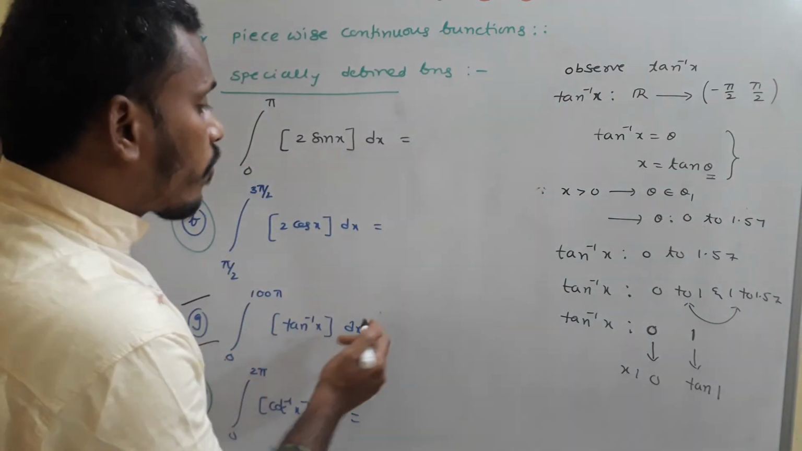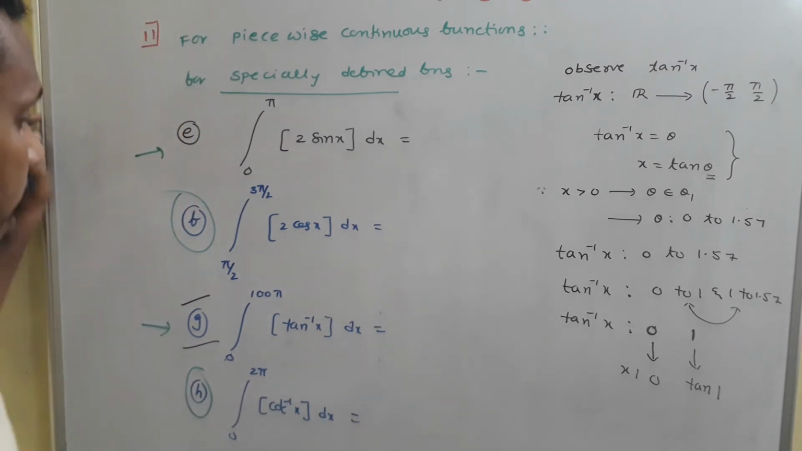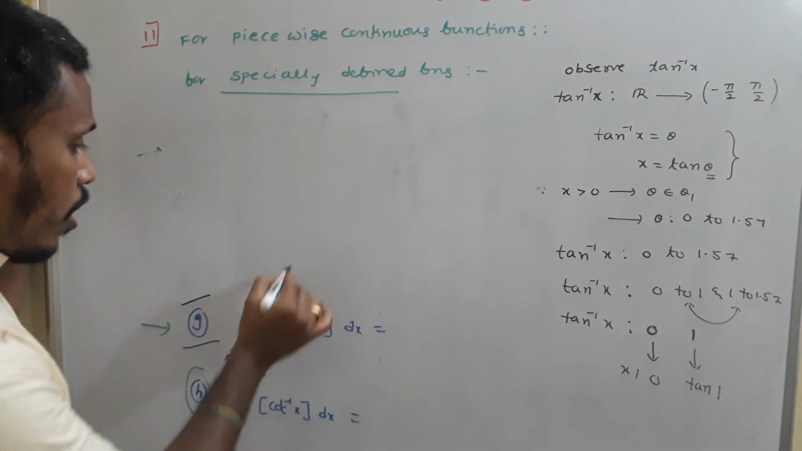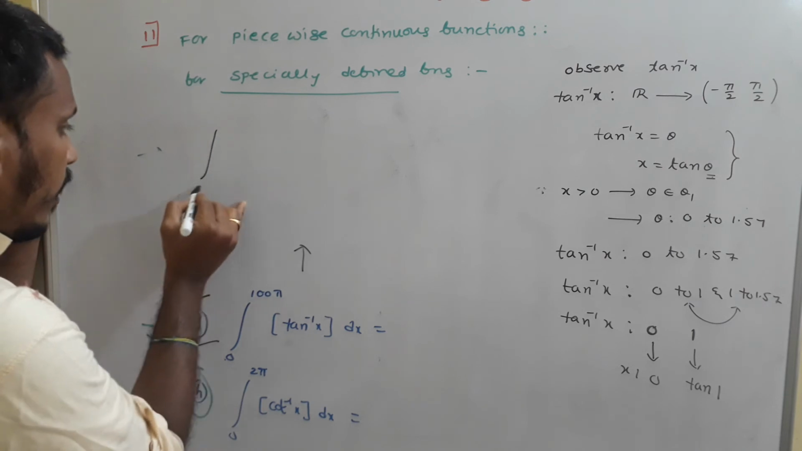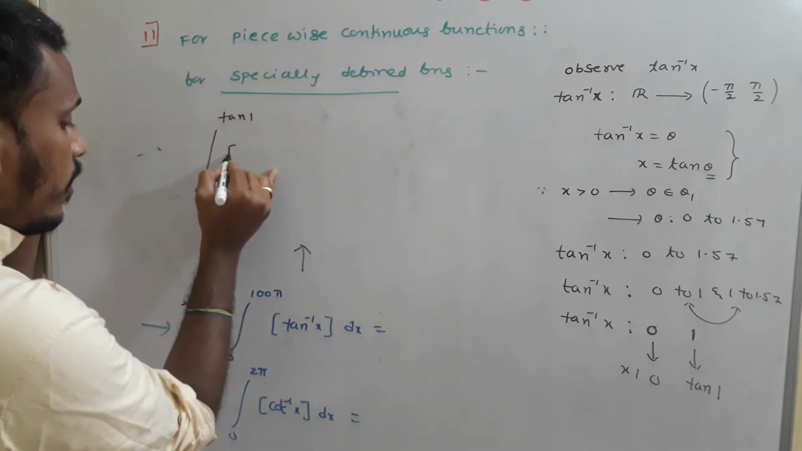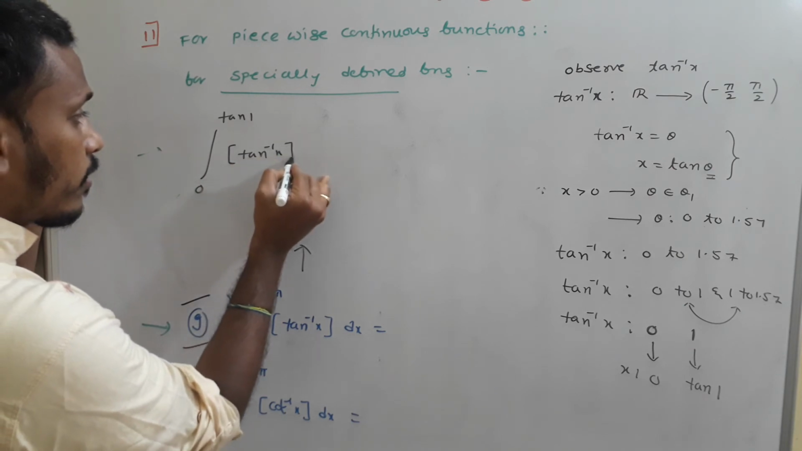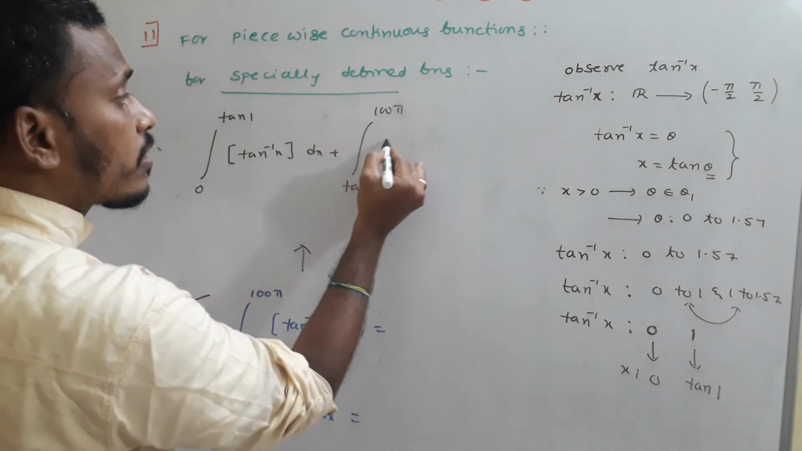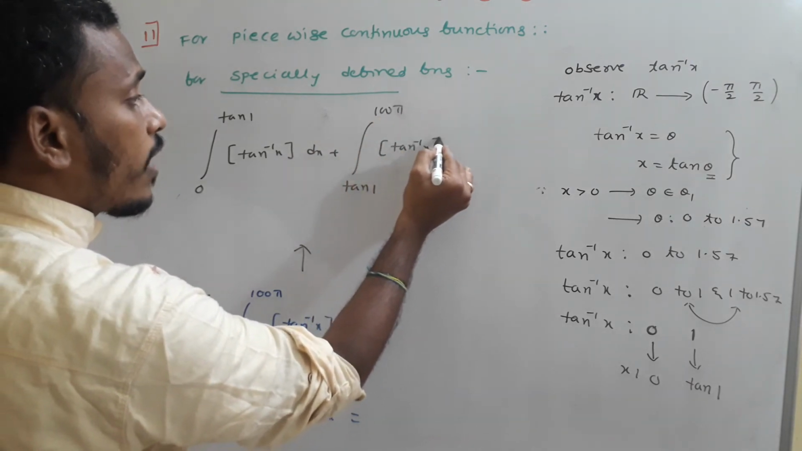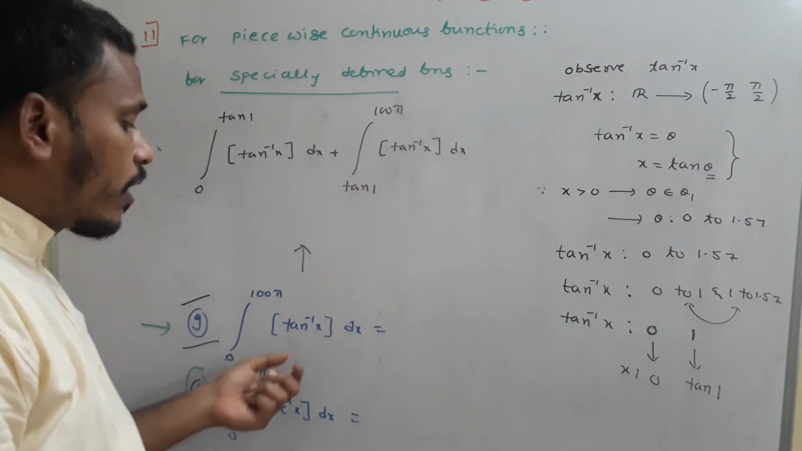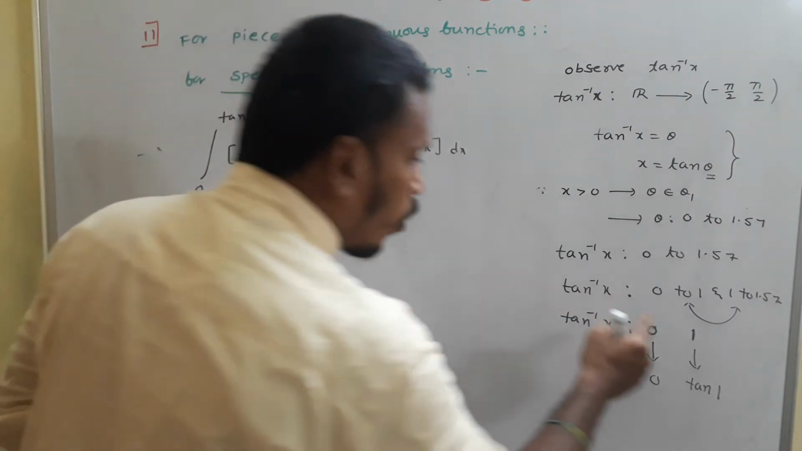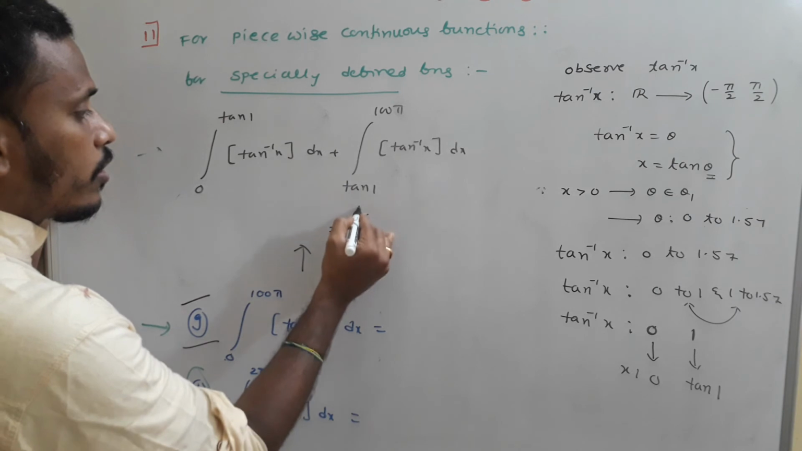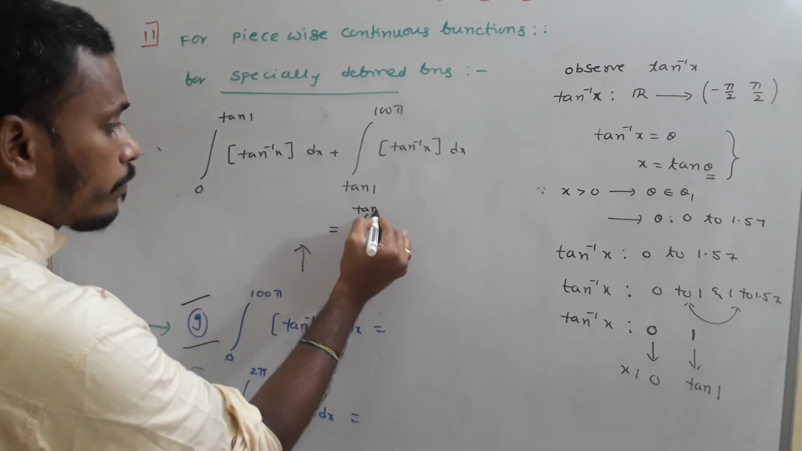Now, thinking about how to split the integral from 0 to 100 pi of step of tan inverse x dx, I am arranging this. Integral 0 to tan 1 of step of tan inverse x dx, plus integral tan 1 to 100 pi of step of tan inverse x dx, because we have only one change in the definition of tan inverse x from integer to integer, at 1 only, in the sense at tan 1 only.